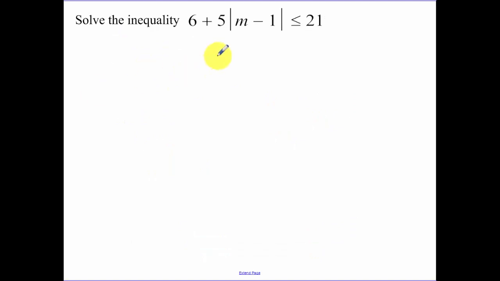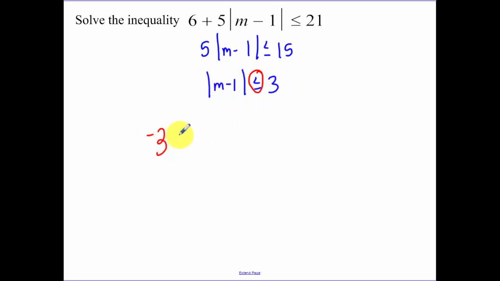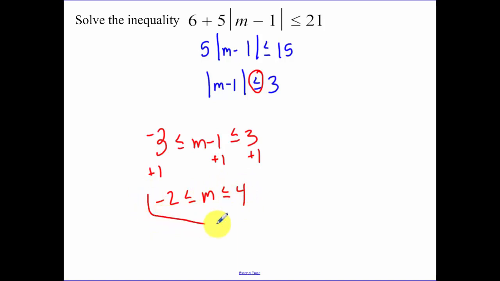Same thing, make sure you isolate the absolute value. So I have to subtract 6 from both sides. And then I have to divide by 5. Now this is a less than, so it becomes an and statement. Now add 1 to everything. And that's our answer.